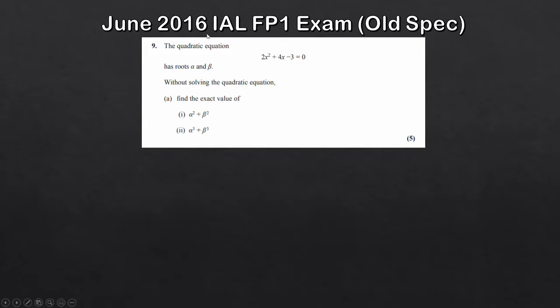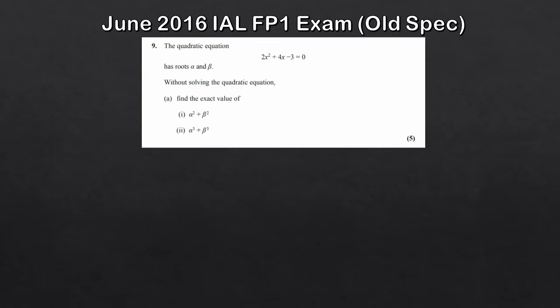Moving on to the second question here, it's taken from one of the old exams from the old spec here, so June 2016, the International FP1 paper. So it's a quadratic, so again, like we said, I'm trying to pick a nice variety here. You can be asked questions involving quadratics, so let's have a go with it. So question 9, we're told that this quadratic has the roots alpha and beta, so without solving the quadratic equation, can we find the exact value of alpha squared plus beta squared, and then alpha cubed plus beta cubed?